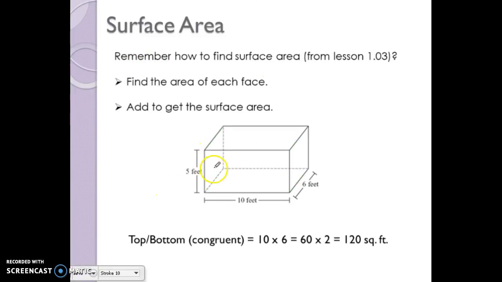And then our last 2 are the top and the bottom. Again, they are congruent. They have the same area. Those dimensions are 6 and 10. So 10 times 6 equals 60.